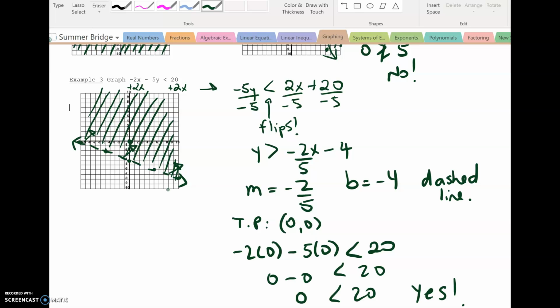Those are the two main differences between graphing linear equations versus graphing linear inequalities. Make sure you practice. See you next video.